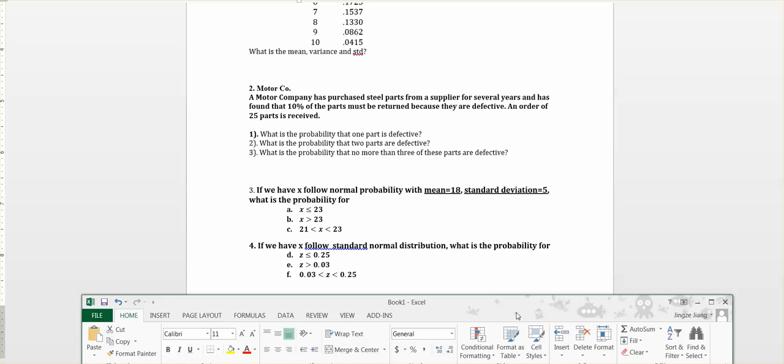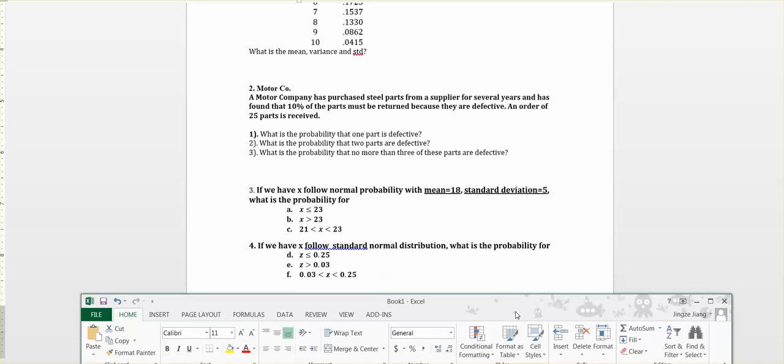So in this video, we'll look at how we can use Excel to get the probability for the general normal probability distribution, where we already know the mean and the standard deviation. And also we want to know how to use Excel to get the probability for the standard normal distribution. So let's look at the question.